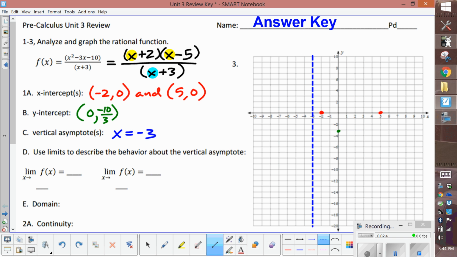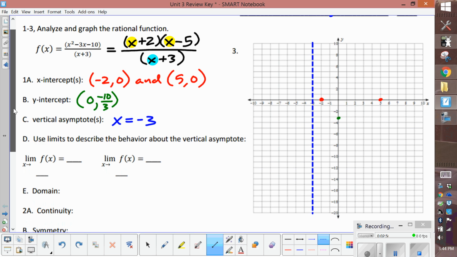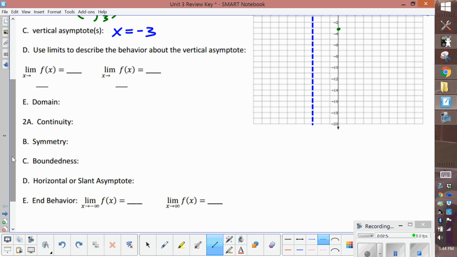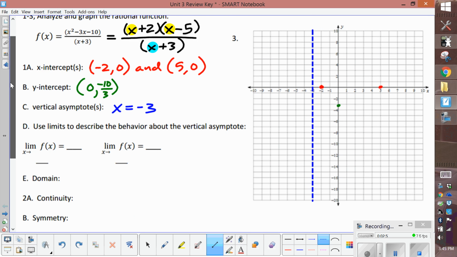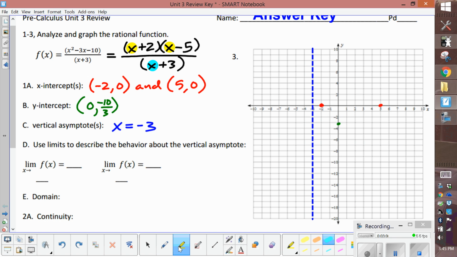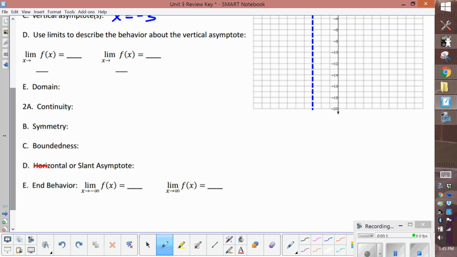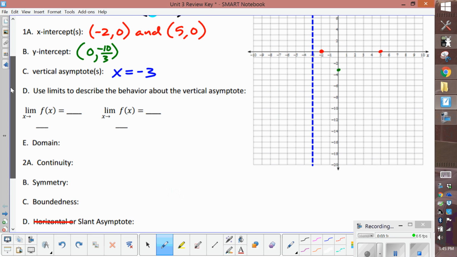Okay, before we do all the limit and end behaviors and domain and continuity and symmetry and boundedness and whatnot, we're going to look at horizontal and slant asymptote. Now, if I look back at my original polynomial, okay, this is x squared over x. I just look at the leading variable, and this is a scenario where it is top bigger. So there is no horizontal asymptote, but that means there is going to be a slant asymptote. And I'm going to go ahead and do this work over here.